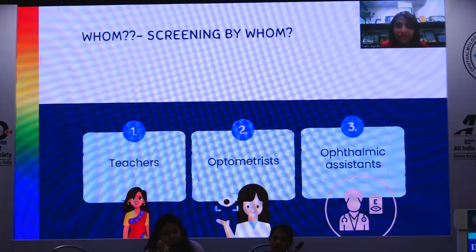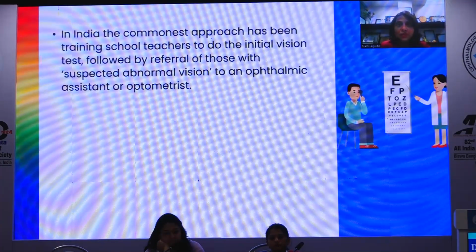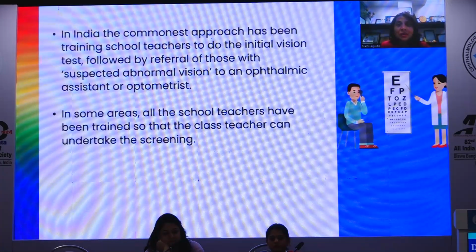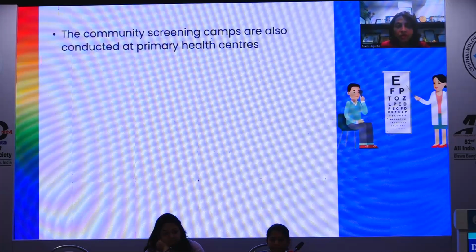So it is generally the teachers, the optometrists and the ophthalmic assistants. So in India, the commonest approach has been through training of school teachers who do the initial vision screening and refer patients with suspected abnormal vision. In some areas, all the school teachers in a particular school undergo training, while in some other schools, there may be a few select teachers. The advantage of training all teachers is that the class teacher can themselves administer the screening and the students tend to be more comfortable with their regular teacher.